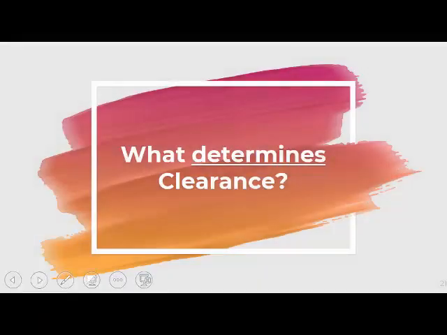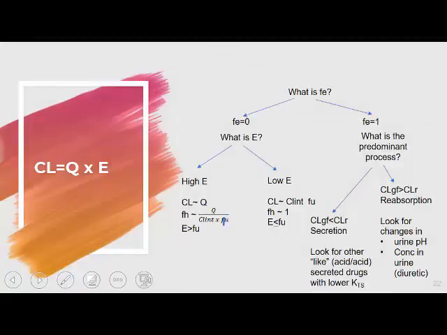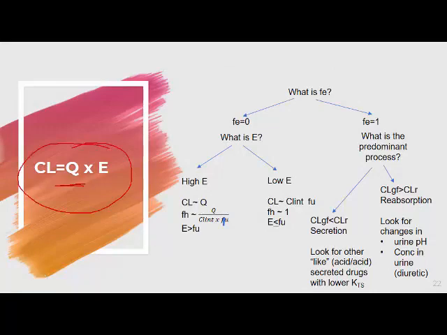What determines clearance? Well, this is a very involved slide, but it kind of sums up what we've been doing for the last several weeks. So, clearance is determined by blood flow to the organ and the extraction efficiency of that organ. But in order to get down to what we really want to know as far as what determines clearance, the first thing we need to know is how is it cleared?